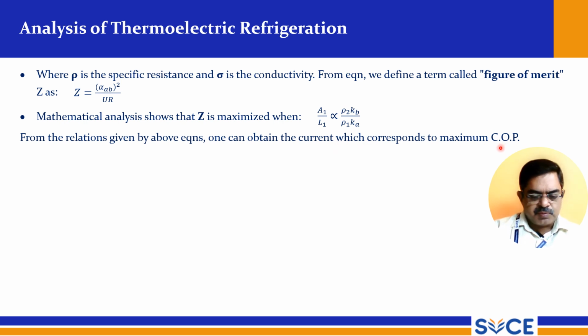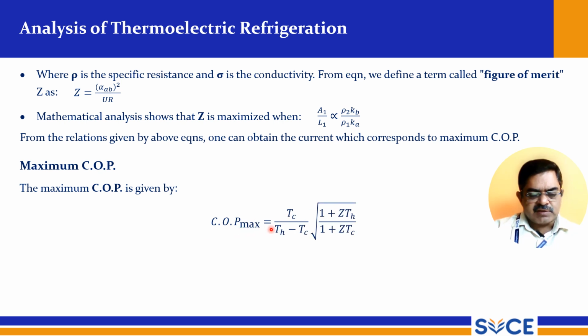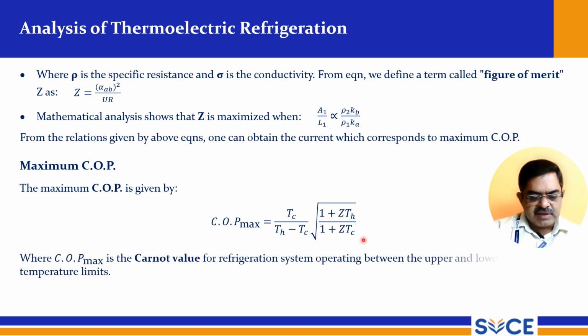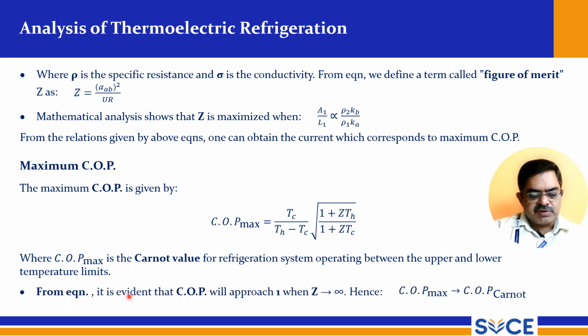From the relations given by the above equations, one can obtain the current which corresponds to maximum COP. Maximum COP is given by COP max equal to Tc by Th minus Tc times root 2 root of 1 plus Zth divided by 1 plus Ztc, where COP max is the Carnot value of our refrigeration system operating between the upper and lower temperature limits. From the equations it is evident that COP will approach 1 when Z approaches infinity, hence COP max equal to COP Carnot.